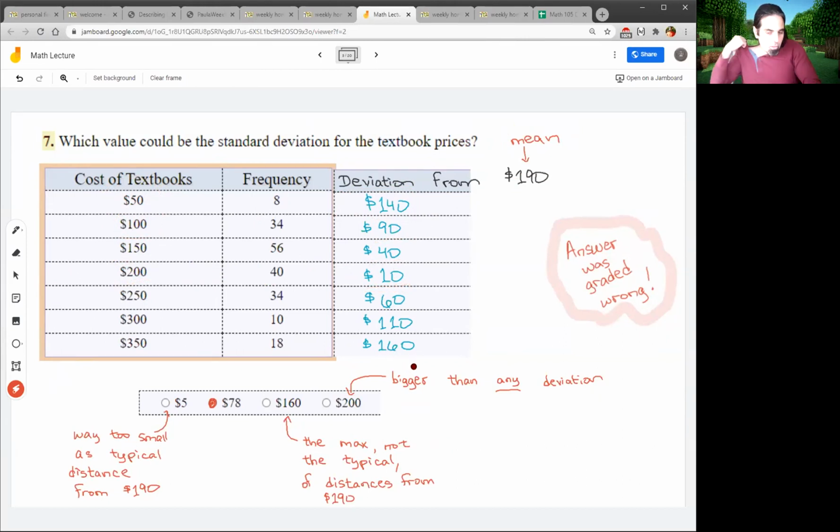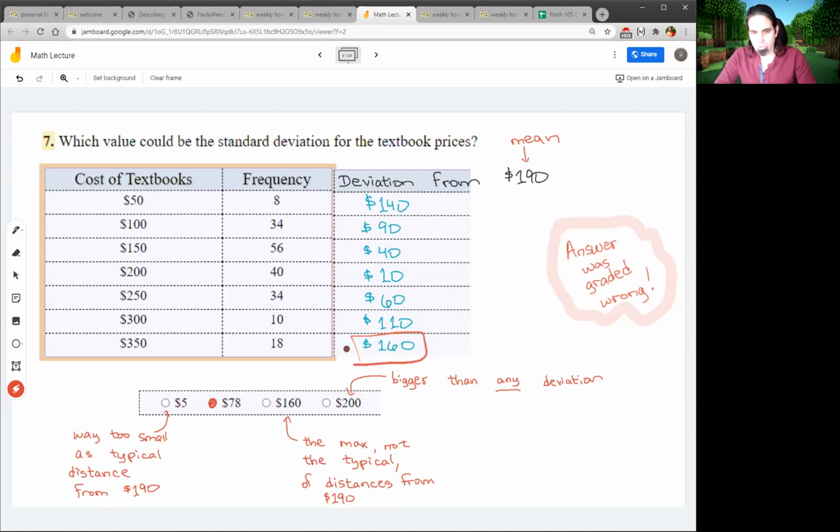So we won't learn until next week how to actually calculate the standard deviation, but which of these multiple choice answers could be the standard deviation? Well, $5 is way too small, right? They're all more than $5 away. So that can't be a typical value for how far they are from the mean.